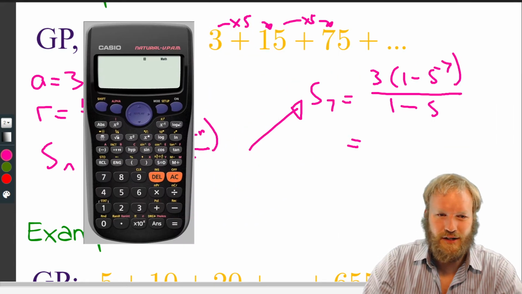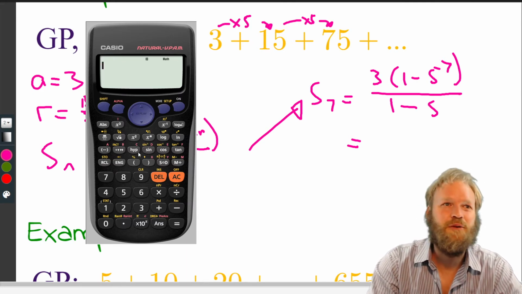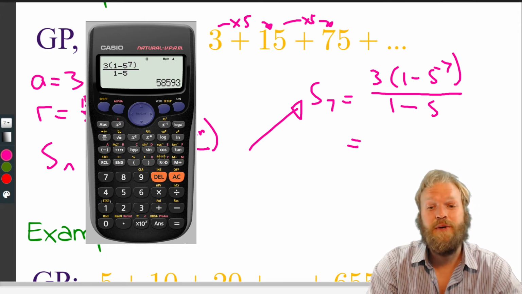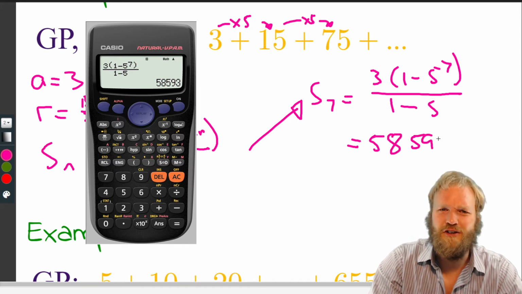It's in the way. Look, I get to move it out the way easily nowadays. So we're going to put it in there, and we've got a fraction, 3 over 1 minus 5 to the 7. Nope. Right, bracket 1 minus 5. That's a big number. 58,593.